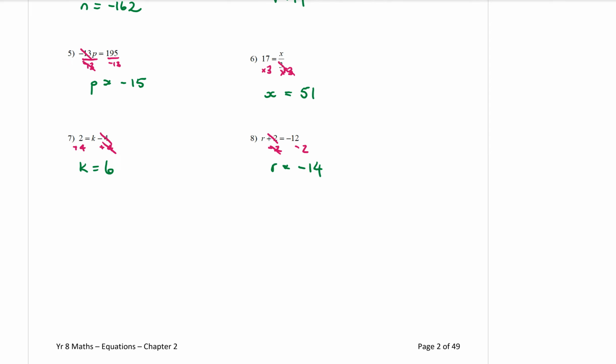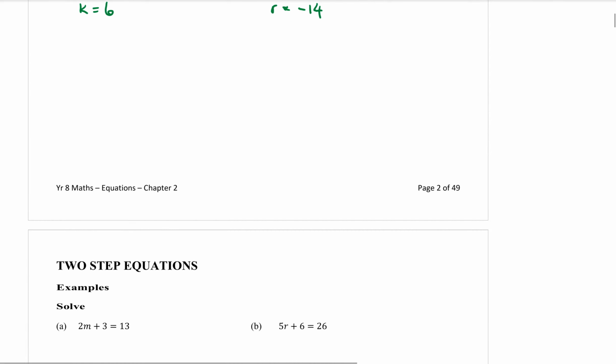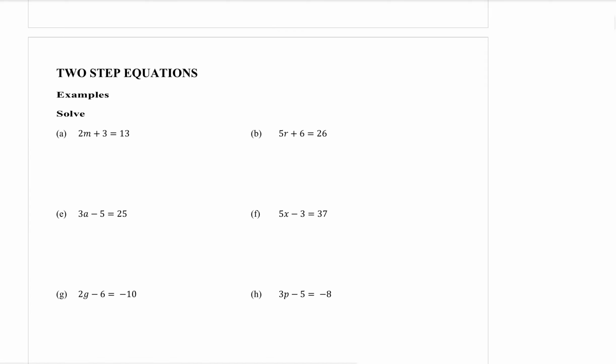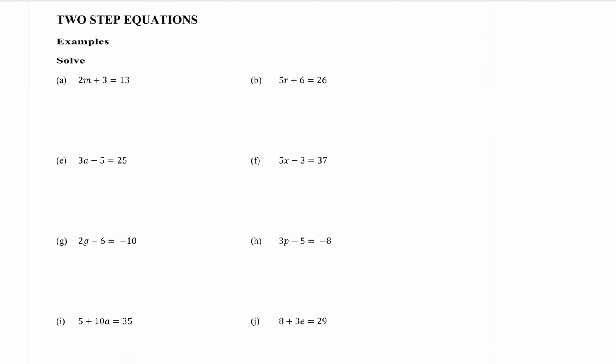Okay, so they're one-step equations because there's one number that we have to move. On the next page, we have two-step equations because there are 2 numbers near our pronumeral that we need to move away. So we just have to work out which one to do first.